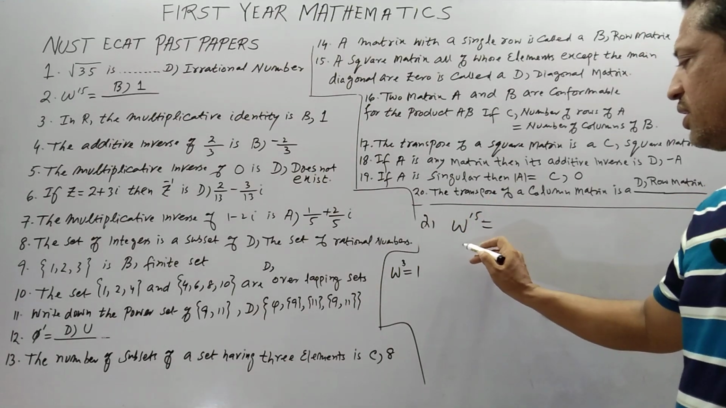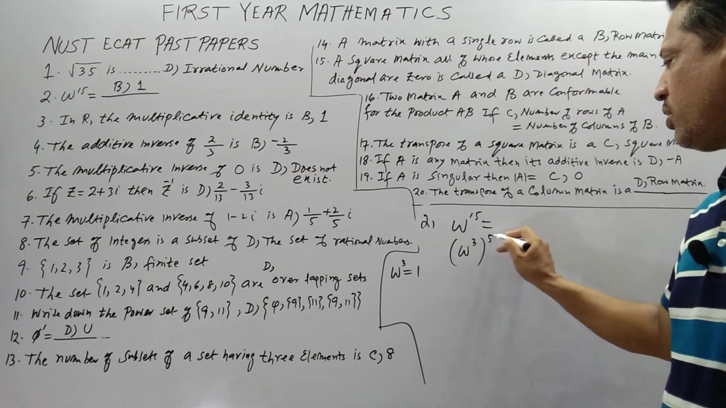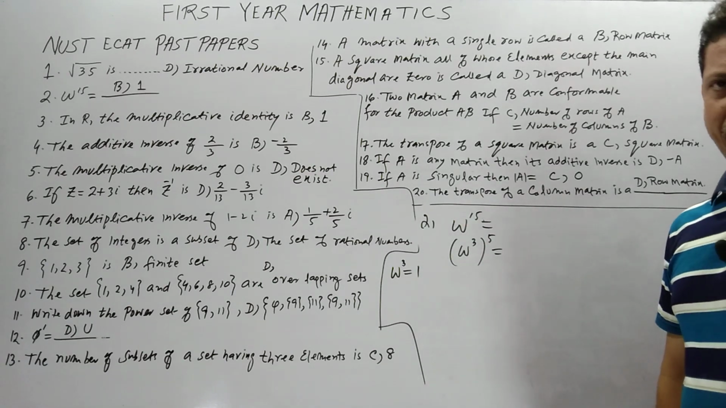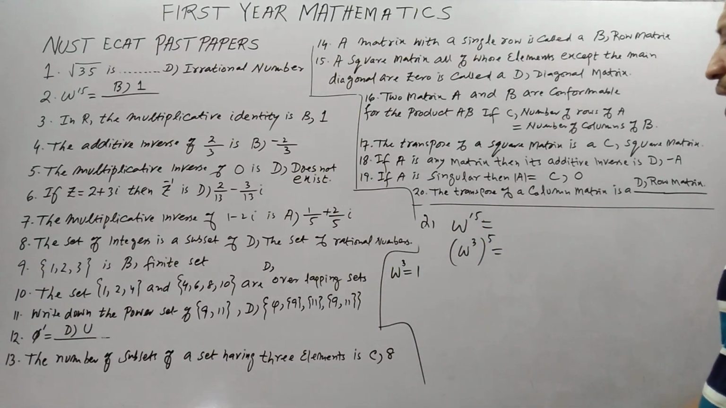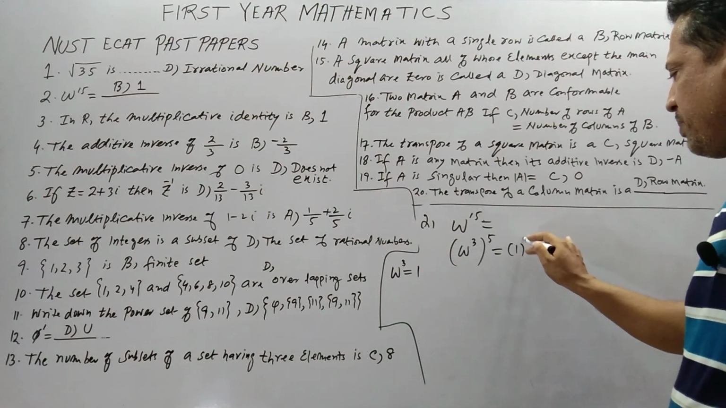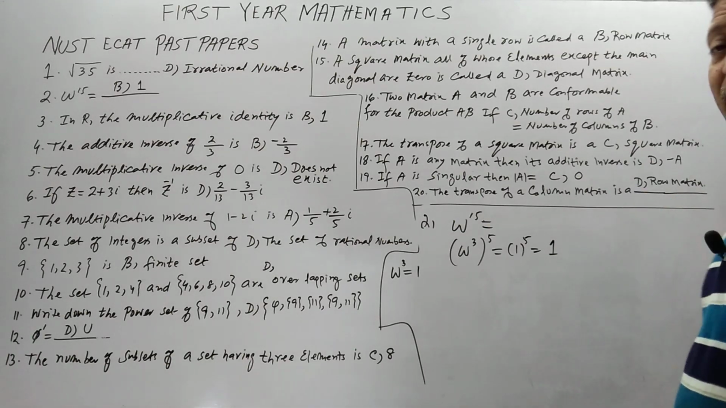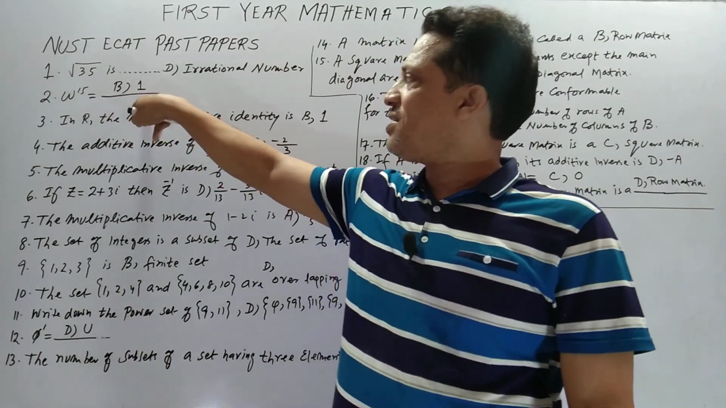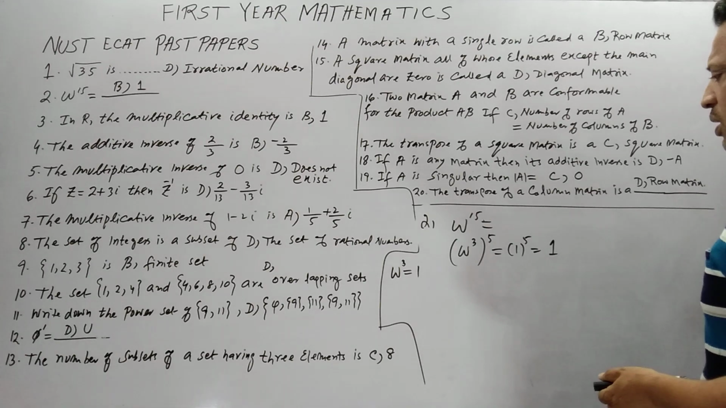So first convert omega 15 into omega 3 to the power 5. You know power to the power is always multiplied. So 3 fives are 15, it means no change. But omega cube we know is 1. So 1 to the power 5 is 1. 1 to the power any number is 1. So the correct answer is 1, which is option B. Hope you understand.